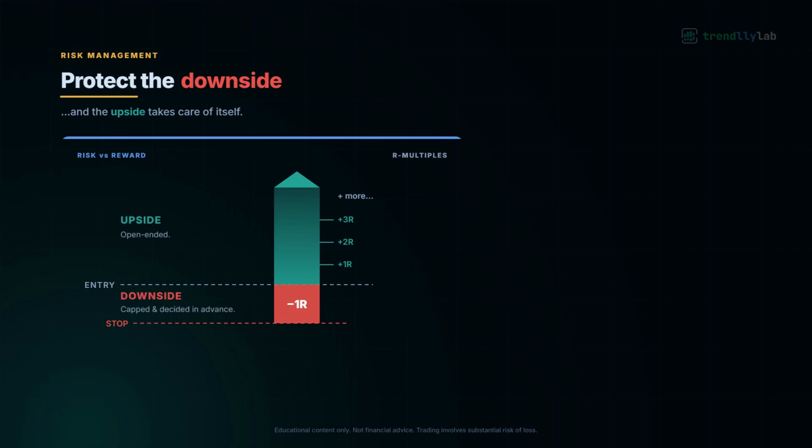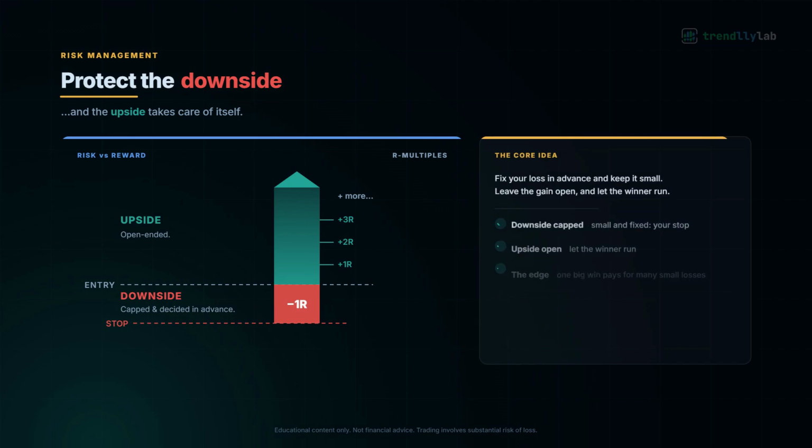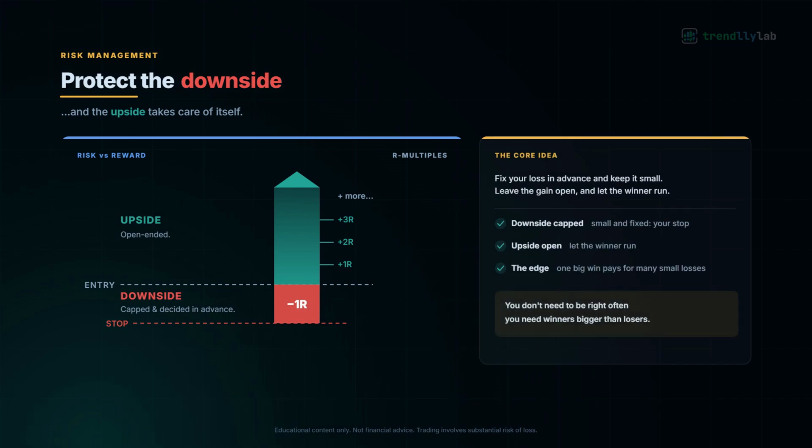So the upside is open-ended, while the downside is capped and decided in advance. That is the core idea. The loss is fixed in advance and kept small. The gain is left open, and the winner is allowed to run. The edge is that one big win pays for many small losses.